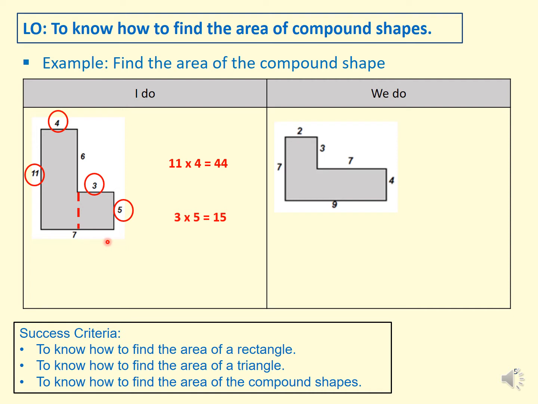Now I found the area of this one, and I found the area of this one. But for finding the area of the whole L shape, I need to add these two up. So if I add 44 and 15, I get 59.